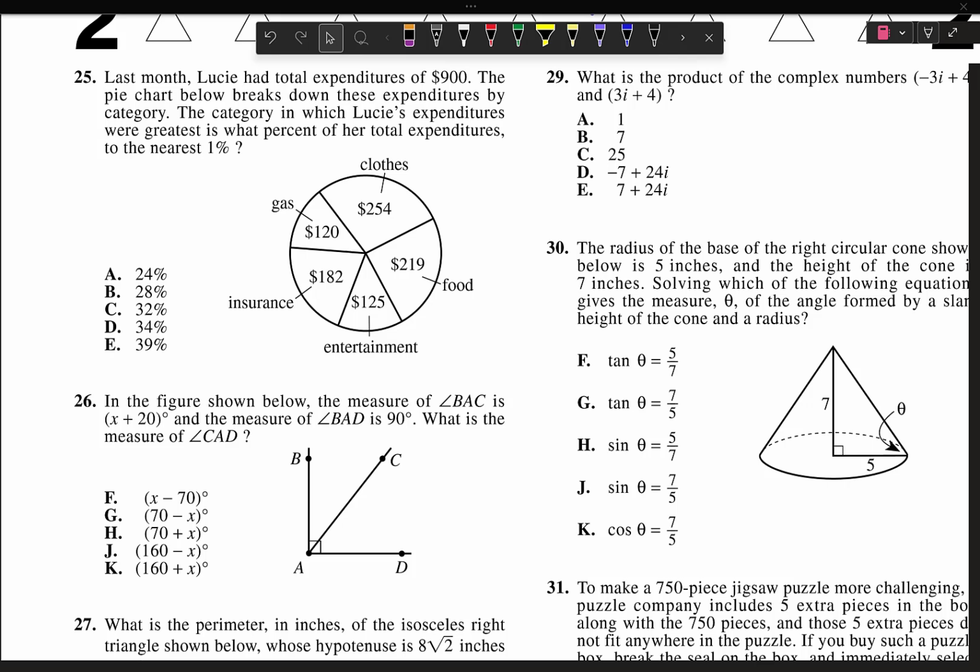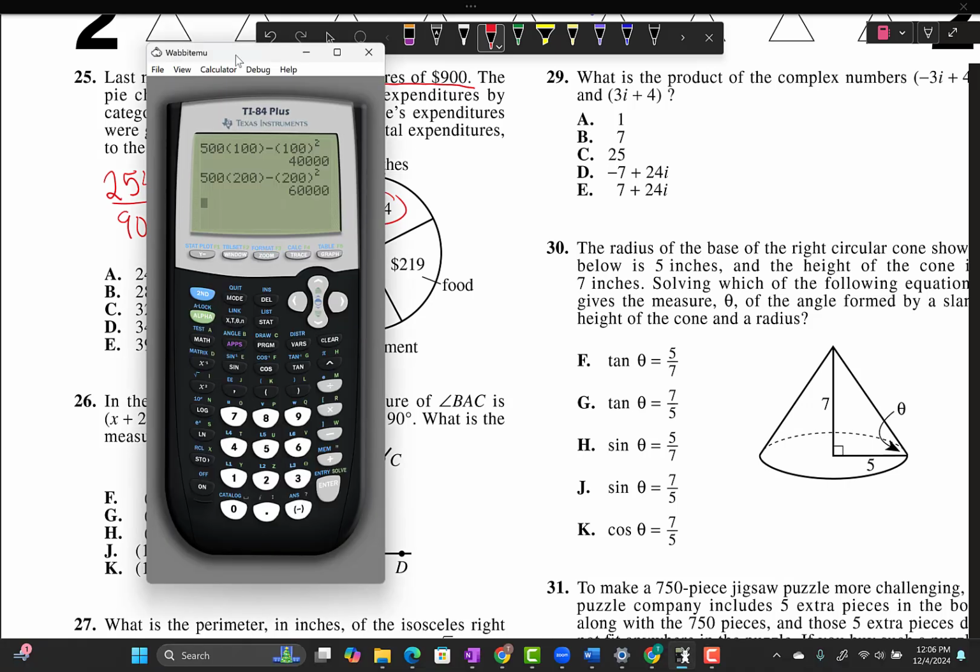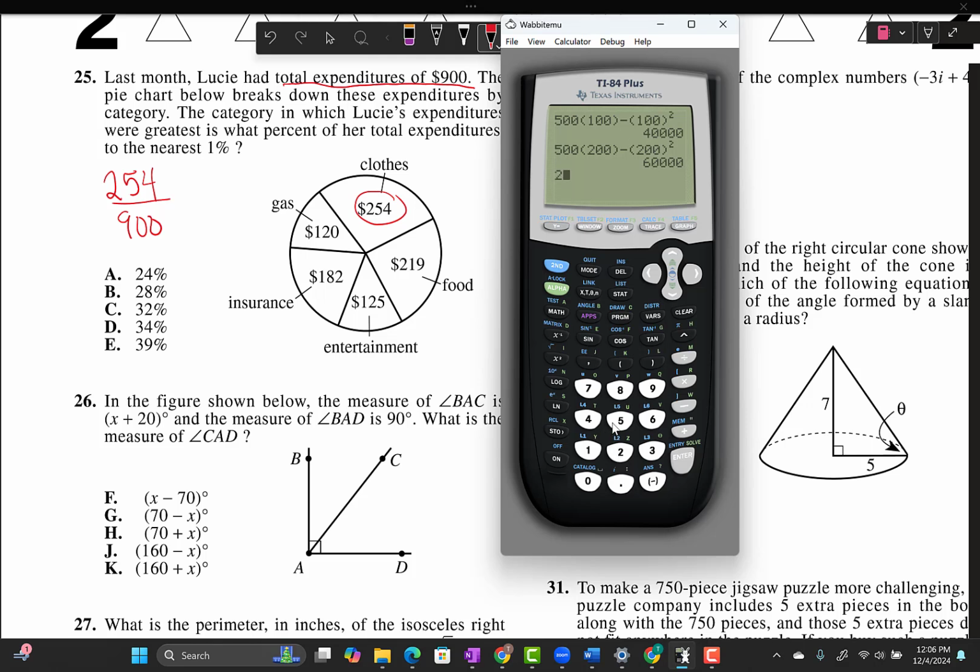So her expenditures were the greatest in the clothing category. And we already know the total is 900. So they just want to know what percentage 254 is of 900. So we're going to break the calculator out for that. This answer multiplied by 100. So 28.2%.